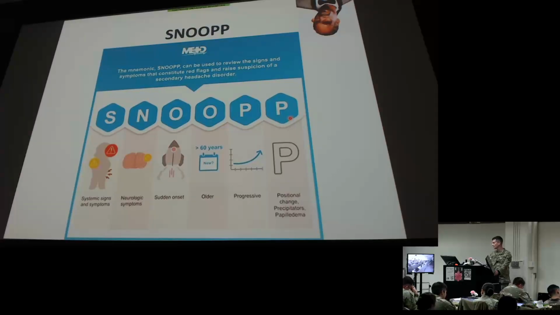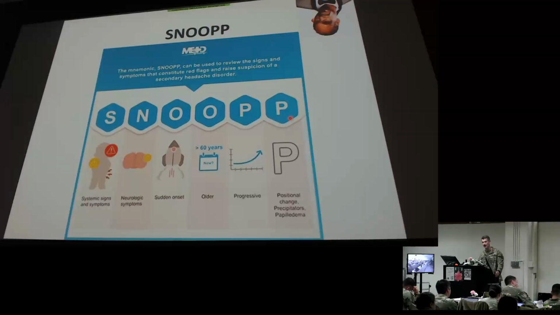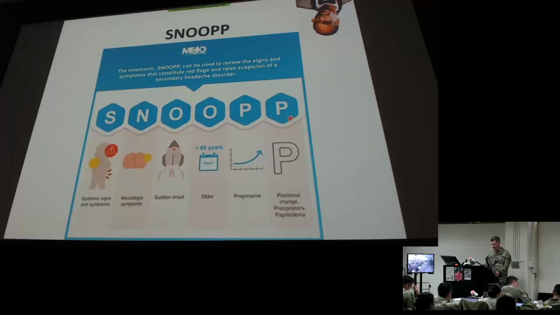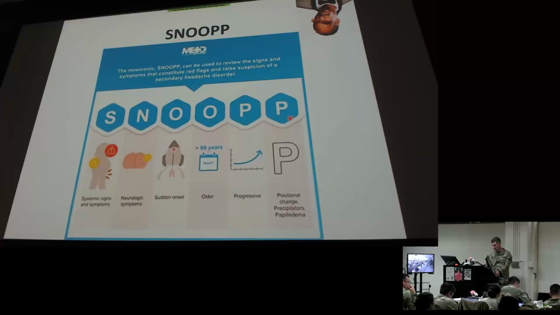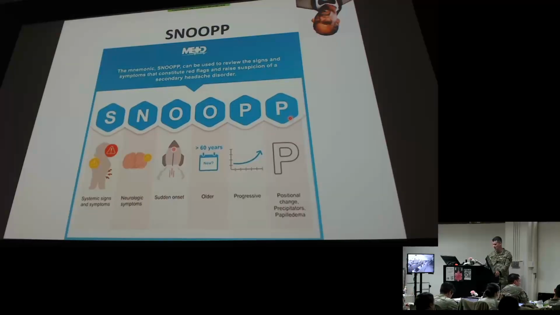We deal with older patients over the age of 60. Our hackles should be raised immediately, because a lot of injuries can happen to the brain as we age, and vascular issues happen. Progressive, it's getting worse and worse and worse. Don't just give them more and more Tylenol. That's not going to end well for us. And then we've got positional changes, precipitators, something weird happened. We bumped our head and now we have headaches. Or papilledema. Does everyone know what papilledema is?